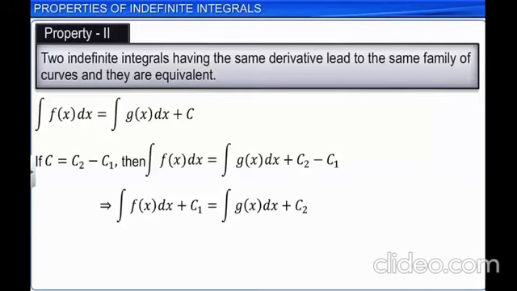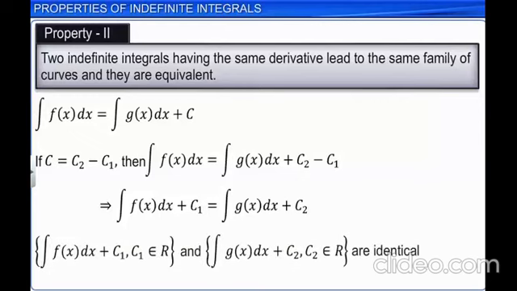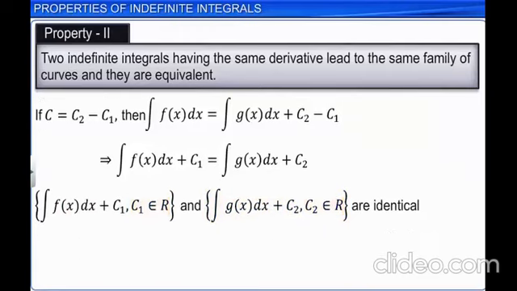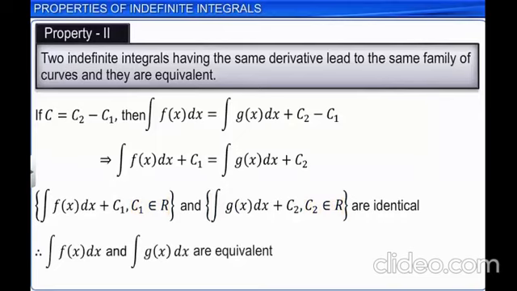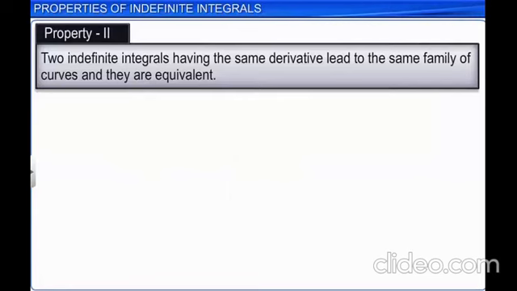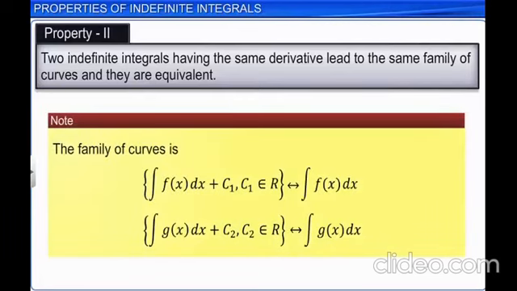So the family of curves, the integral of f of x dx plus c1 and the integral of g of x dx plus c2, where c1 and c2 belong to the set of real numbers, are identical. Thus we can say that the integral of f of x dx and the integral of g of x dx are equivalent. Thus the family of curves shown here can be expressed as the integral of f of x dx and the integral of g of x dx without mentioning the parameter.